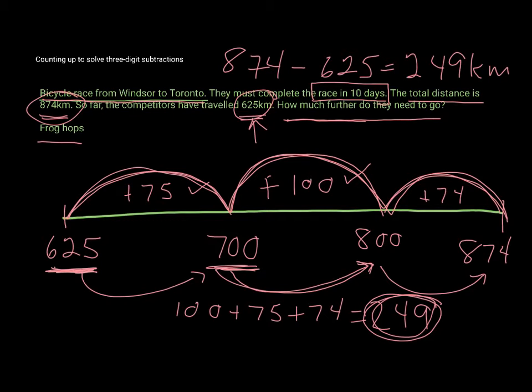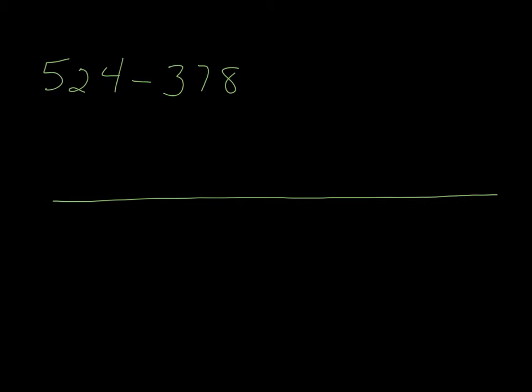All right, let's go on to the next one. Okay, in this question, we've got 524 subtract 378. Now, the trick is, if you're going to use frog hops, you have to remember which number to put at which end of the number line, okay? So in this case, because we're using frog jumps, we have to start with the small number. The frog always starts with the small number, and we're going to write that number at this end of the number line. And then we look at this number, it's the bigger number, and it's going to go at this end of the number line. All right? Okay, so let's do that now.